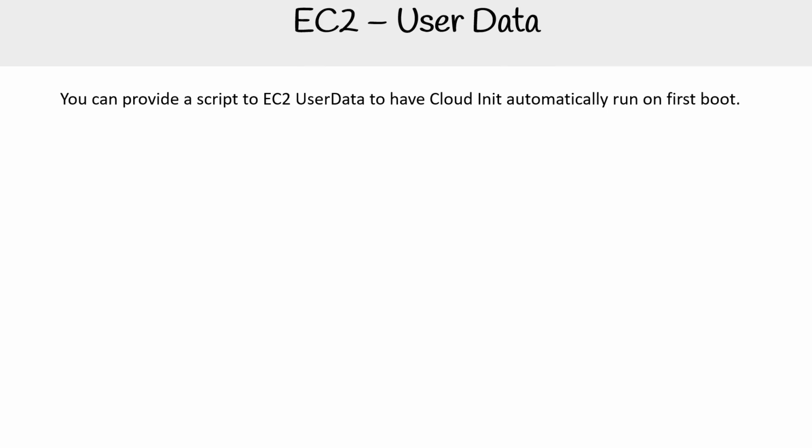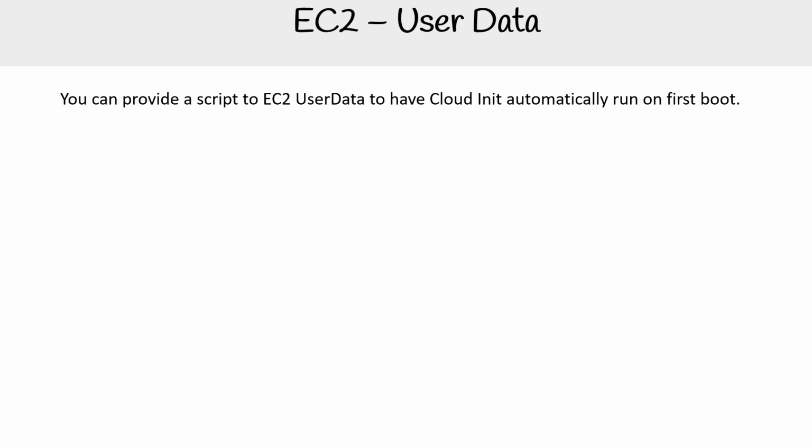So you can provide a script to your EC2 user data to have Cloud Init automatically run on first boot. So the idea is that you have an EC2 instance, you want to have some stuff installed the first time it launches up. And so this is where you can inject your script. So there is a box that you can provide, or you can provide it programmatically. We're going to focus on the programmatic way because I think that's more value to you.